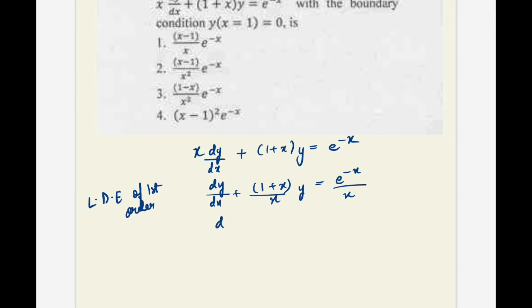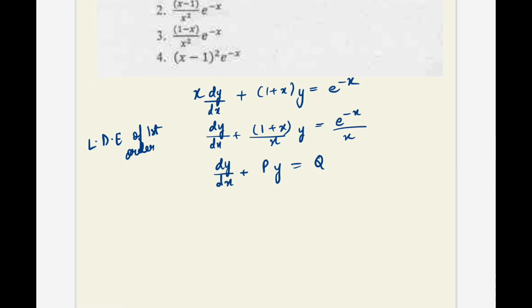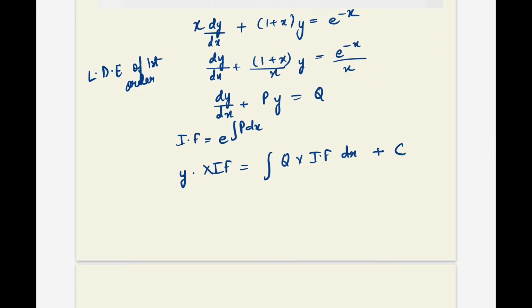This is of the form you must remember. You must have done it in 11th and 12th, in the intermediate. For this equation we have the integrating factor e to the power integral of p dx, and the solution is given by y into the integrating factor equals integral of q multiplied by the integrating factor dx plus c. Now similarly, we will do the solution.